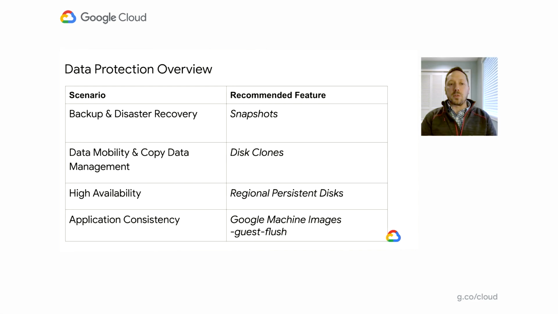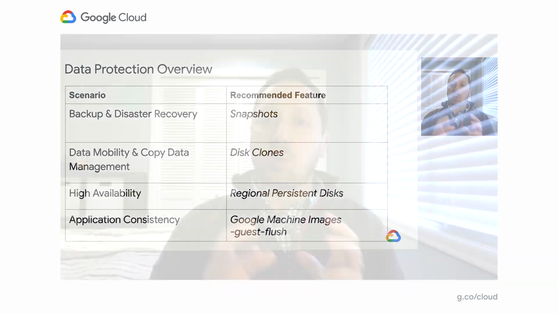So as a high-level overview, starting with scenarios, think about the world in terms of some major functions or scenarios. For backup and for disaster recovery, we have highly reliable, high-performant snapshots, and we'll be talking more about those. If the goal is flexibility for data mobility, copy data management, we'll talk a lot about what we mean by that. But for example, very quickly getting data from production to staging, or very quickly moving data from a production workload to a scratch environment where you can do auditing or verification. Disk clones are the recommended feature for that.